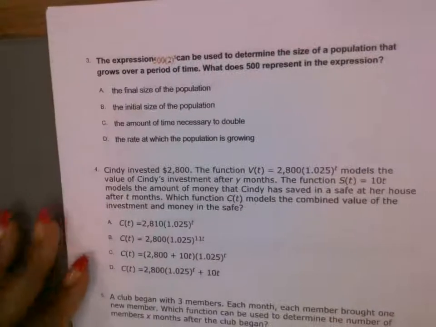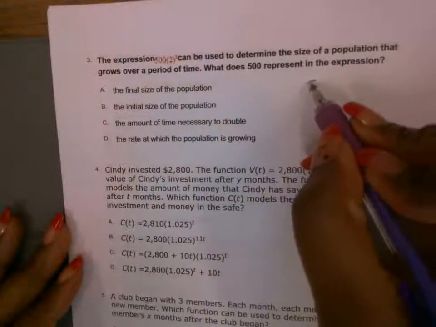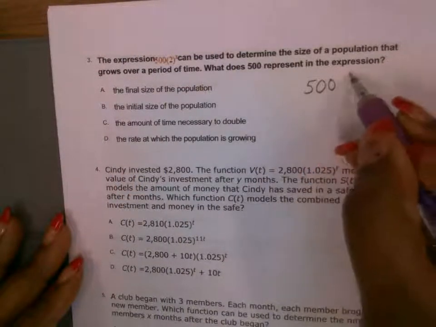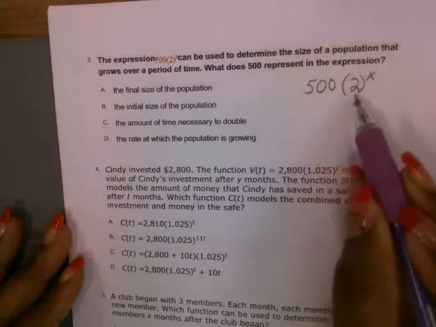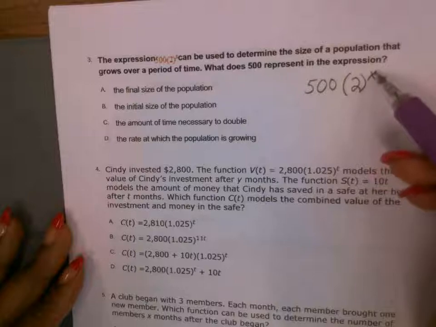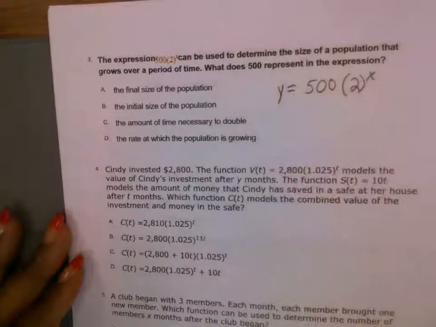Okay, so let's do the next one, number 3. It says the expression 500 times 2 raised to the x power. This is an exponential function because it's raised to the x power. All that's missing is the y is equal to.